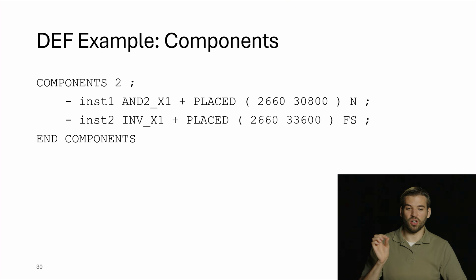So remember, we talked about the origin in LEF, and that's usually at 0, 0. So that's talking probably where the bottom left corner of that instance is placed. And then the last little symbology at the end there, N or FS, those are keywords that denote the orientation. And you can look up what the orientations are in the LEF-DEF manual.